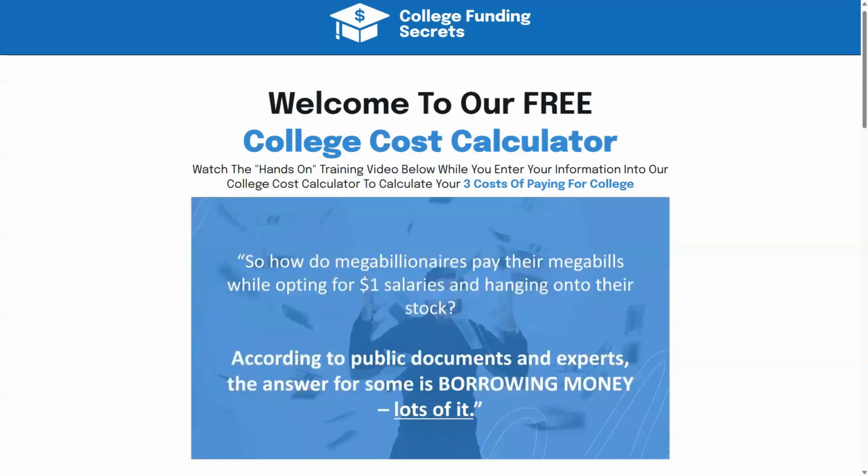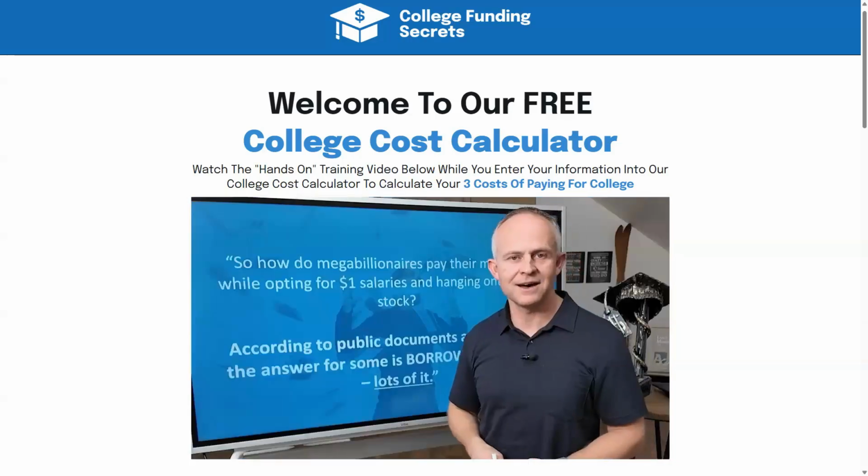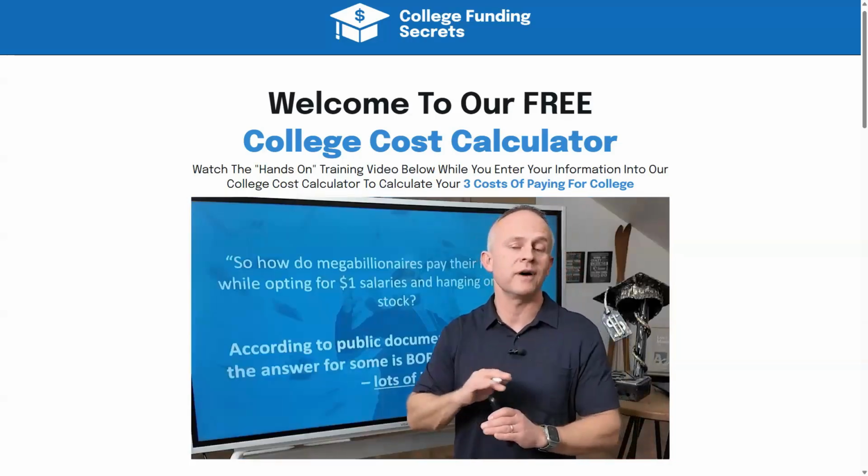Well, in this article, it says, how do these mega billionaires pay their mega bills while opting for dollar salaries and hanging on to their stocks? According to this document and all these experts, the answer is borrowing money. Lots of it. Now, I know this goes against what we've all been taught.